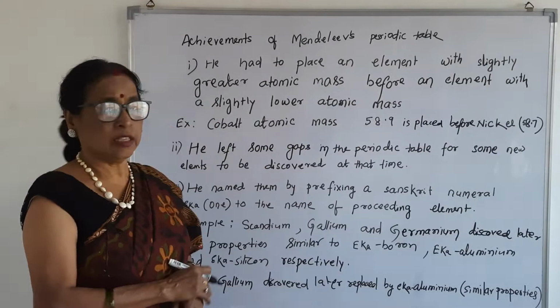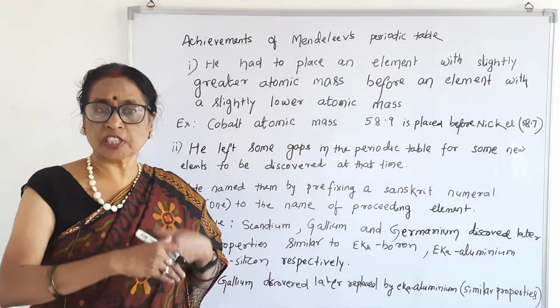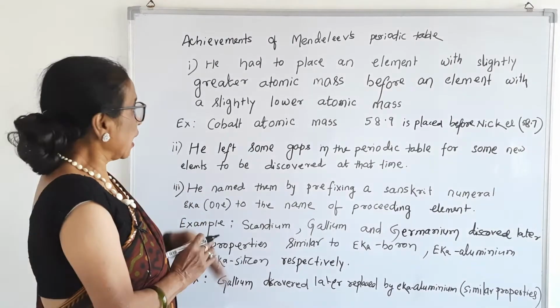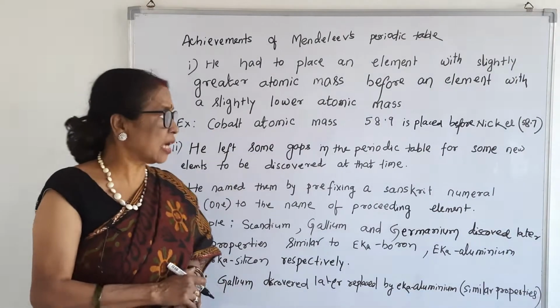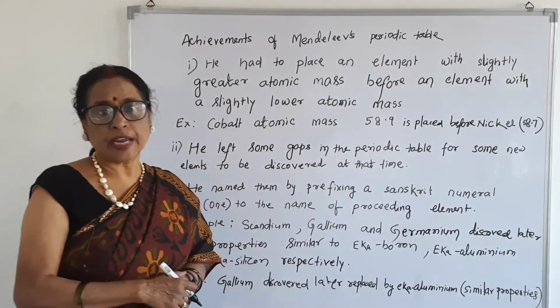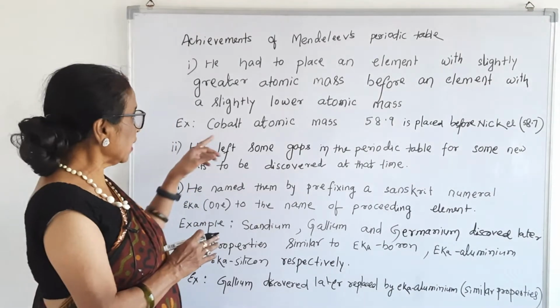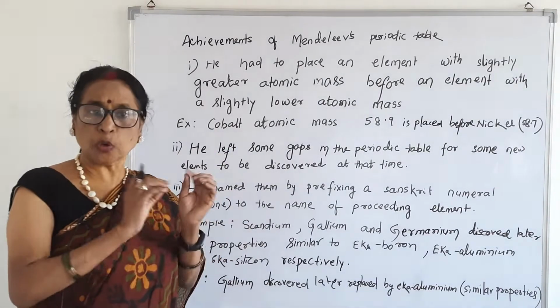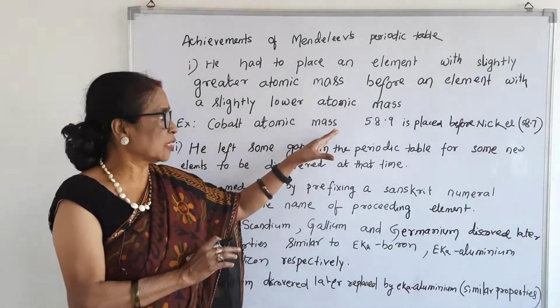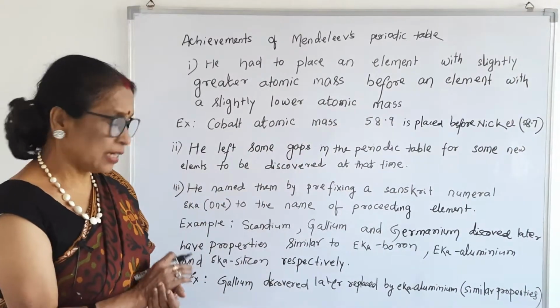Actually, he had to place some elements with higher atomic weight before those with lower atomic weight. For example, here cobalt, atomic mass 58.9, is placed before nickel, 58.7. So that means cobalt has higher atomic mass, though it is only slightly different, but it is placed before nickel.